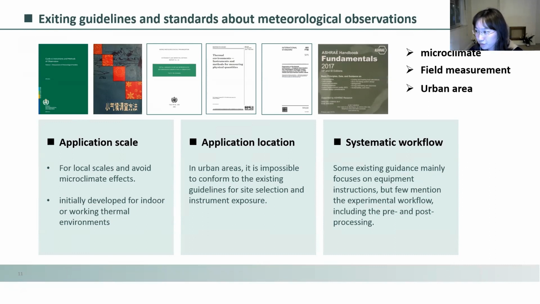And the other thing is about the application location. As we already know, the urban microclimate is a complex system. It is strongly affected by high-rise buildings, narrow street canyons, changeable anthropogenic heat and cooling, and complex human activities, etc. So therefore, we need a guideline that includes the considerations of the complex urban environment.